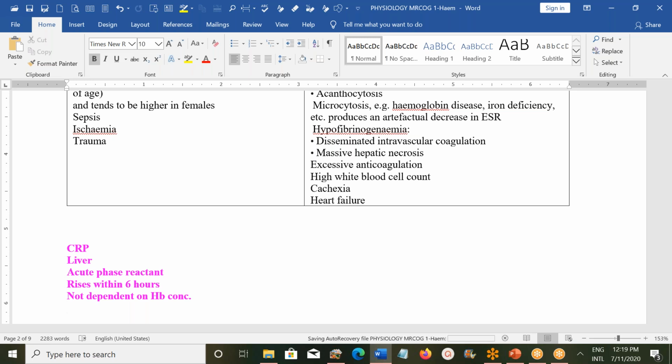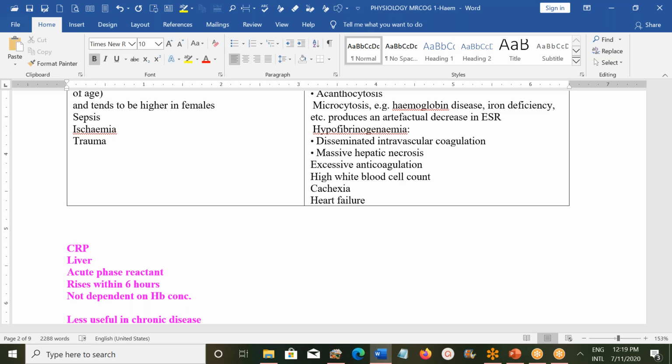Then you should know that it is less helpful if there is a chronic inflammatory response, because in chronic conditions it will be elevated. So it is not very useful in chronic conditions. Why? Because it is going to be elevated anyhow in them. So it will not be helpful in that.